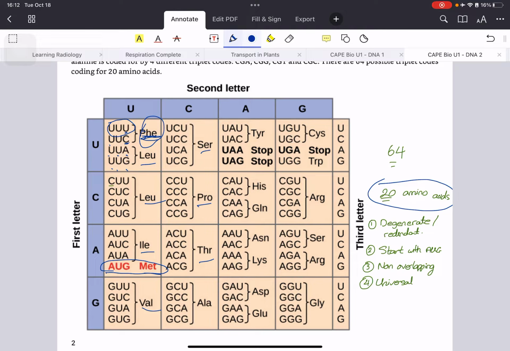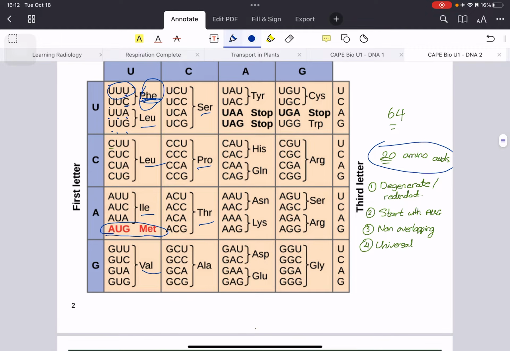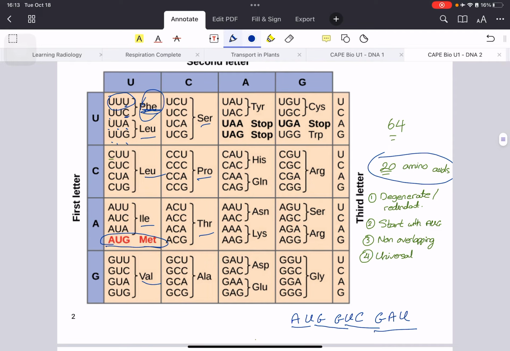All right. Another one to note is that it is non-overlapping. So let's say you have a polypeptide chain that reads AUG, GUC, GAU. You have to read it in triplets, like how I just called it out. You can't say AU, GGU, UCG, GAU. That's not how it's done. It's non-overlapping, so three at a time. And the last one is that it's universal.